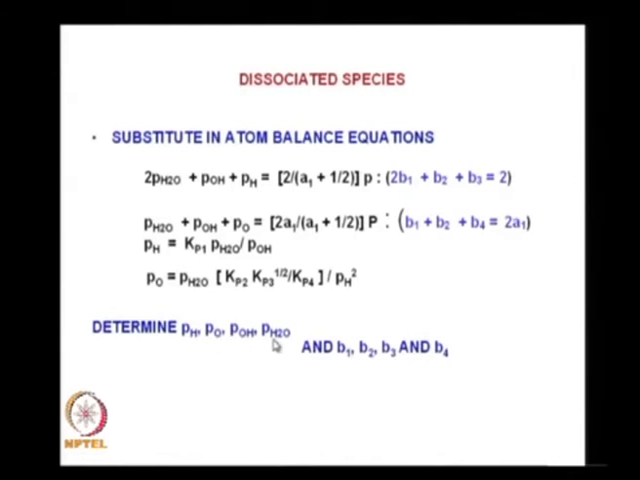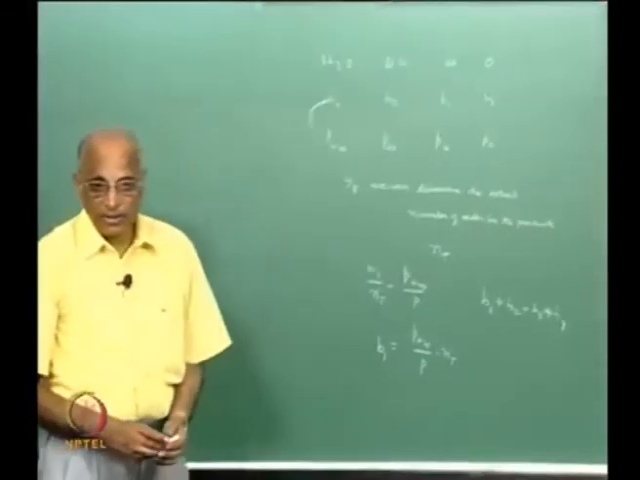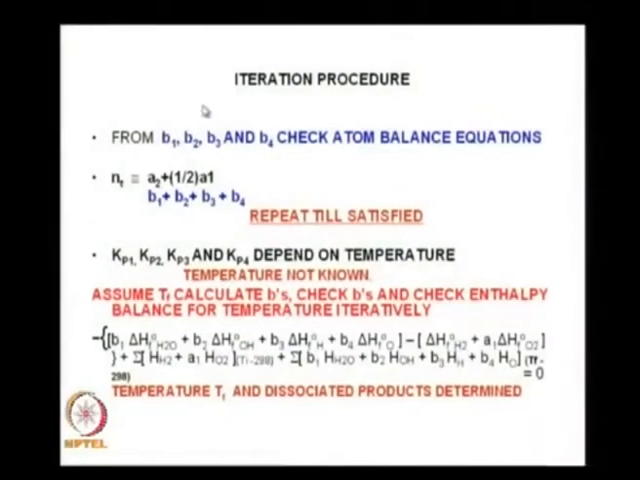Mind you, the equations are not linear, but we can always use some scheme like the Newton-Raphson scheme to solve this, and it can be solved very easily. Once we determine the value of pH, I must go back and determine the values of B1, B2, B3, B4. What do I do? I go back and substitute it again in the equations for B1, B2, B3, B4, and now I get the values of B1, B2, B3, B4. That means I know the number of moles of H2O(g), of OH, of H, and B4, the moles of O.